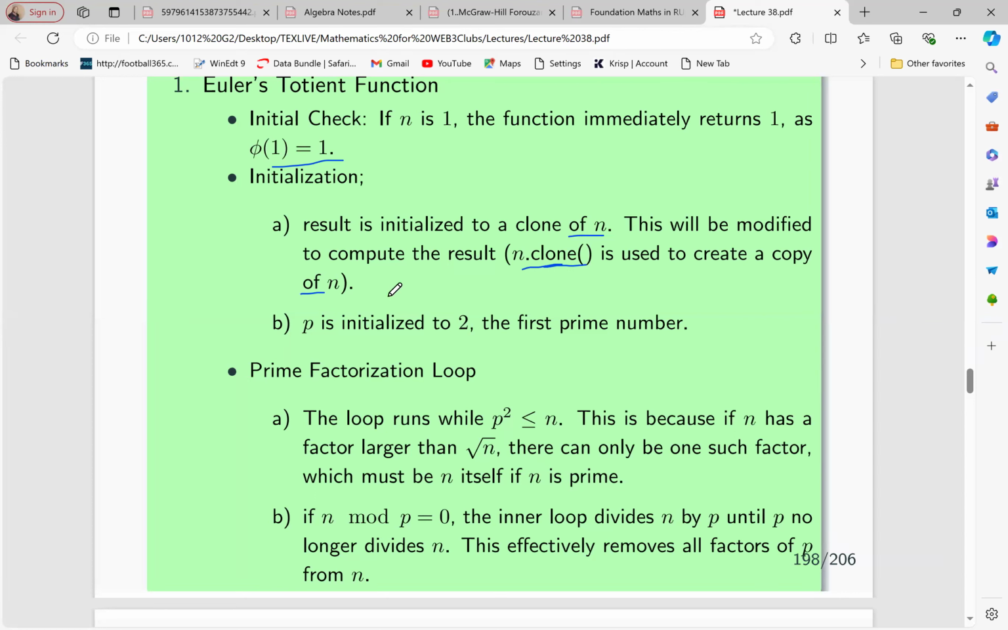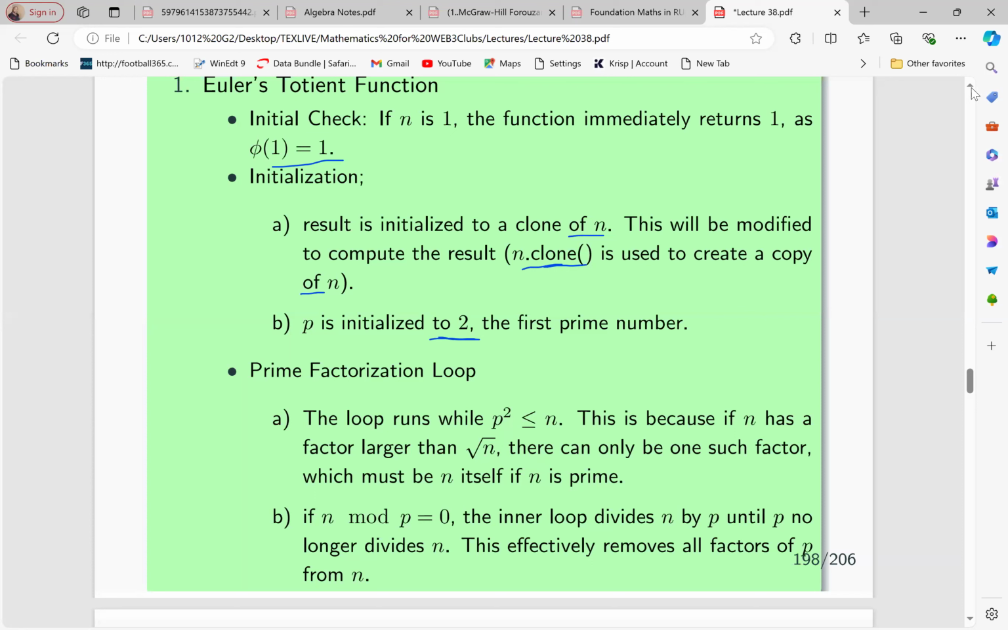Now, if n is not 1, the first thing we are saying is, let our initial result be n. And then pick a prime number, beginning with 2, the smallest prime number, initialize it at 2. And of course, this is also mutable, to be changing. So this is the first prime number.